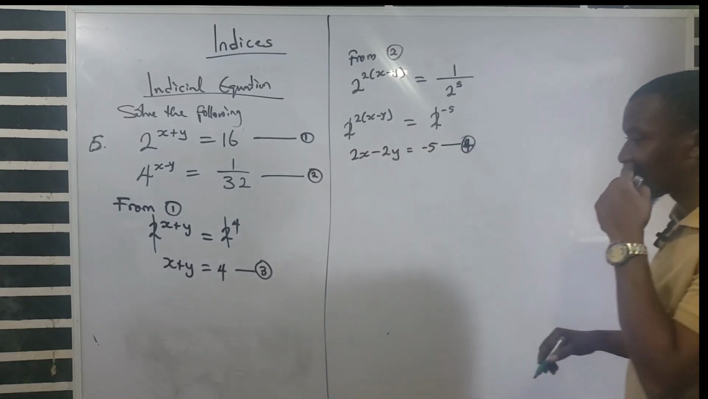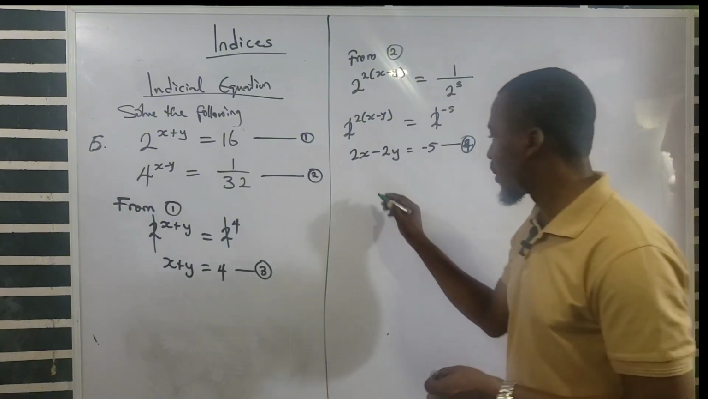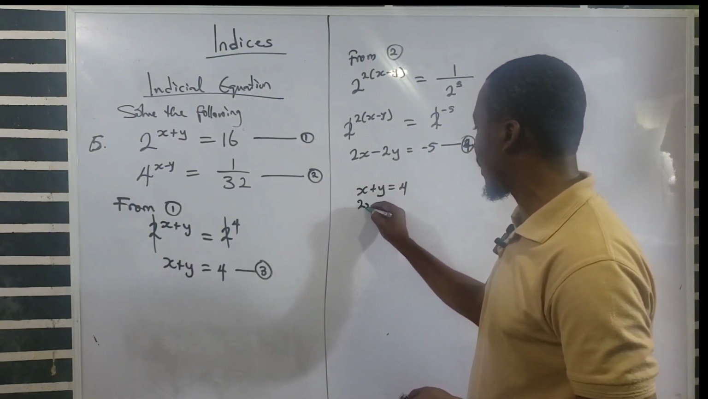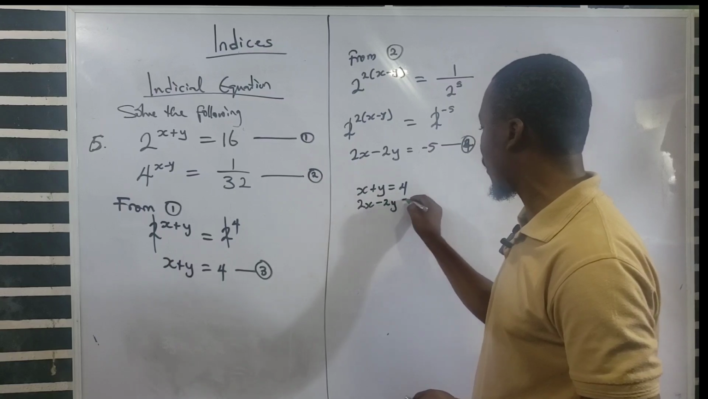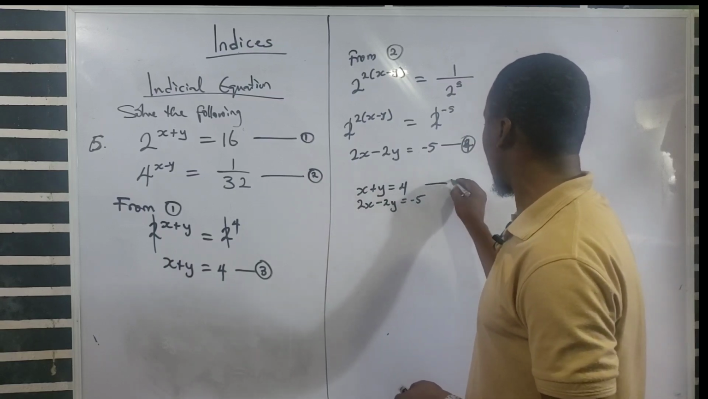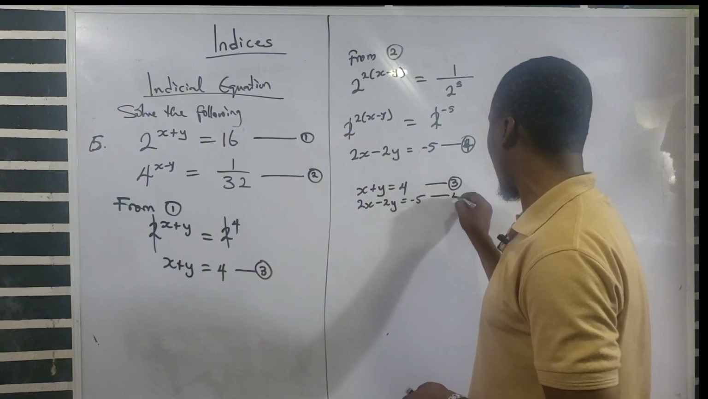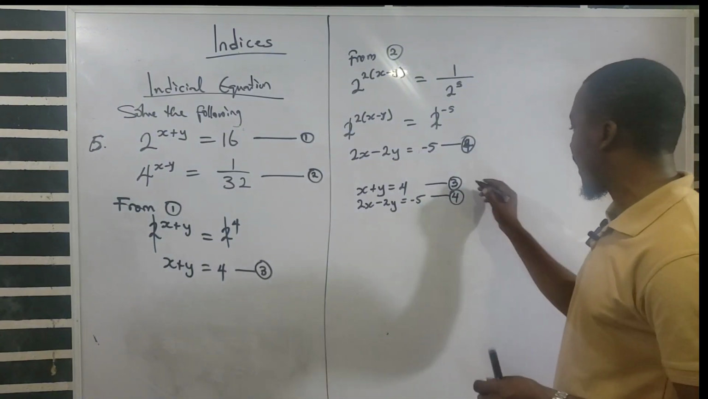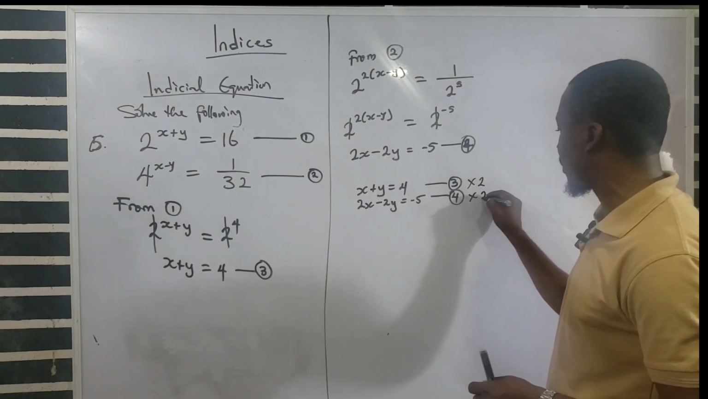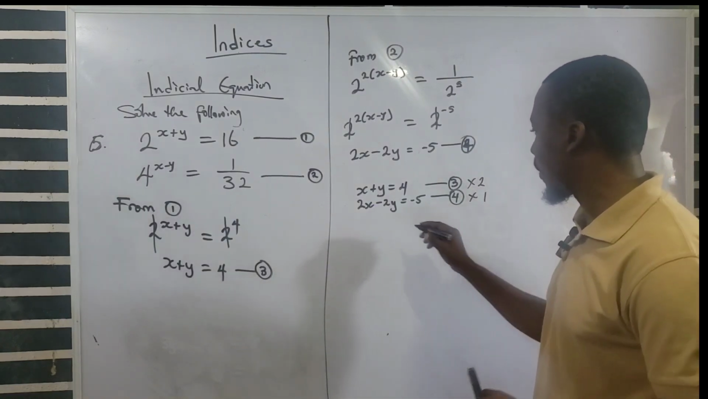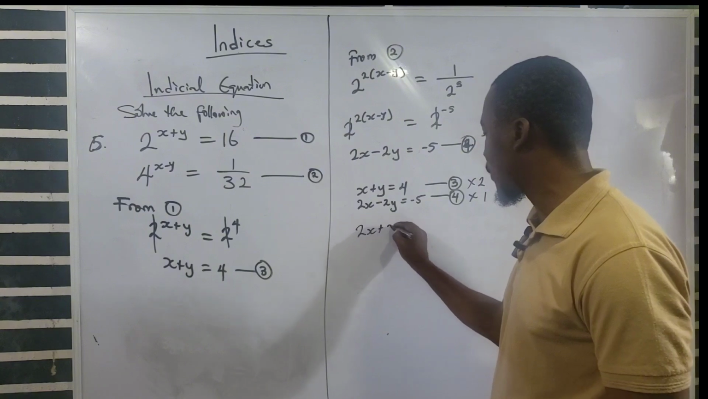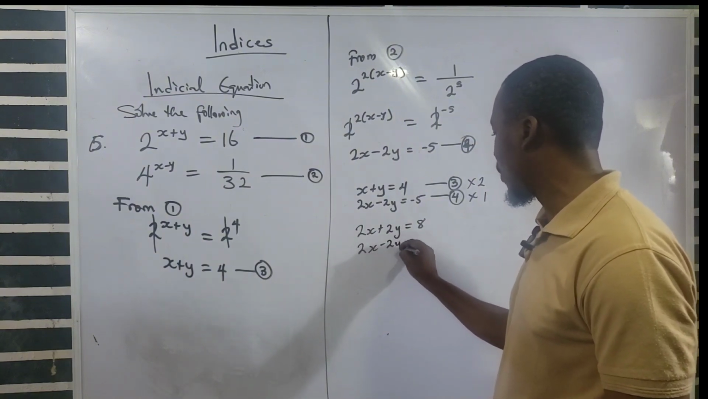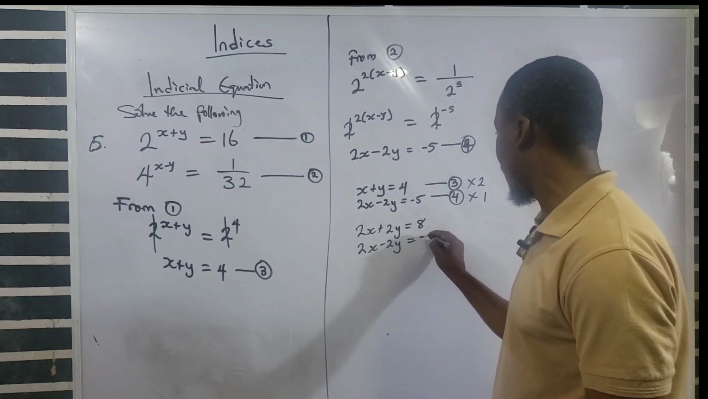Okay. So I'm going to solve 3 and 4 together now. So that will give me x plus y equals 4 and 2x minus 2y equals minus 5. So let's call it, this is our 3 and this our 4. So elimination method, I will multiply this by 2, this by 1. So that will give us 2x plus 2y equals 8 and 2x minus 2y equals minus 5.